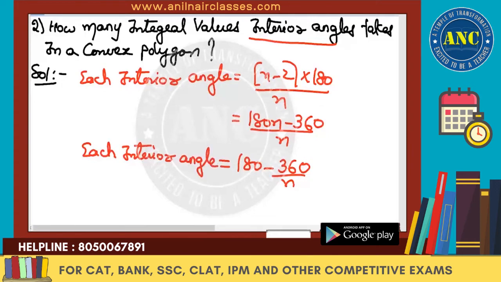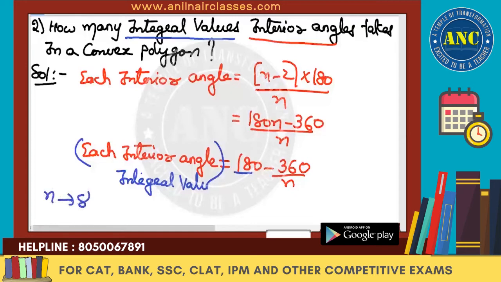Now, what is the question? How many integral values will each interior angle take? For the interior angle to take an integral value, 360 by n must be an integer. That means n should be a factor of 360.